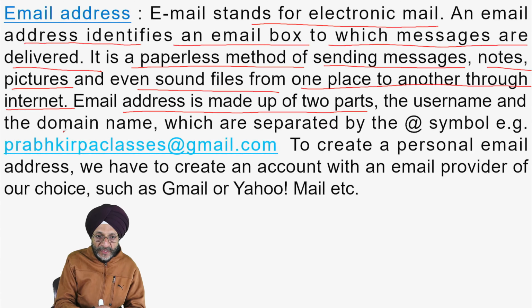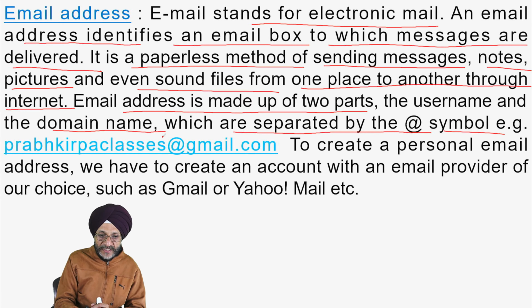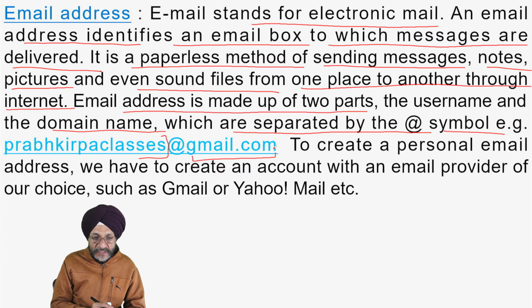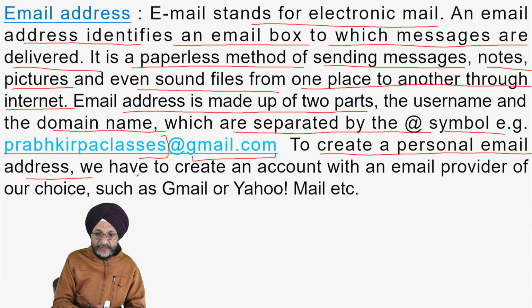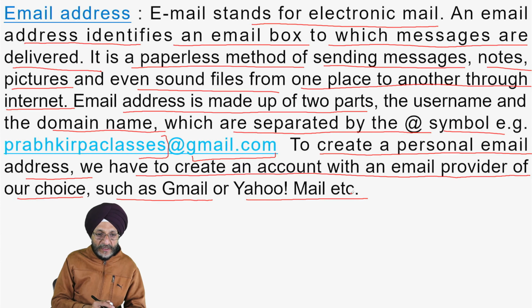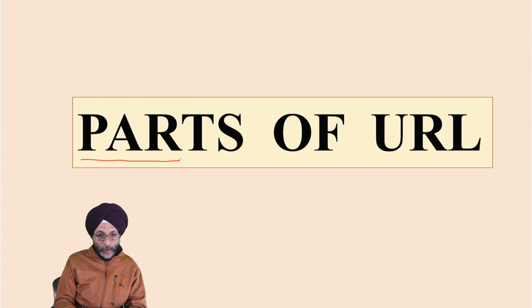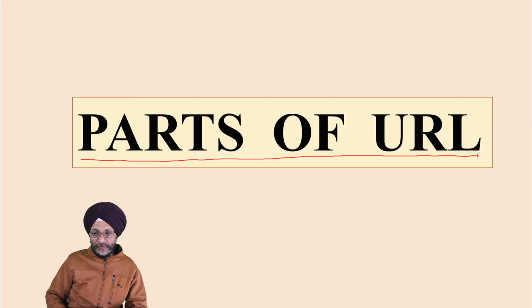One is username and the other is domain name, which are separated by @ symbol. In this case, Prab Kirpa Classes is the username and gmail.com is the domain name. To create a personal email address, we have to create an account with an email provider of our choice, such as Gmail or yahoomail.com. Now the topic before us is parts of URL.